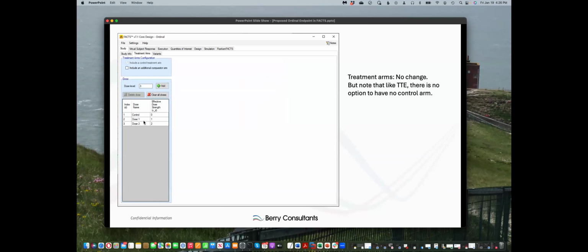Specifying the number of treatment arms is exactly like all other FACTS Core. It starts out with an entry for control, and then you simply add as many arms for the experimental treatment arms as you like. In Ordinal, there won't be an option to not have a control treatment arm. The kind of the modeling is specific to comparing to a control.